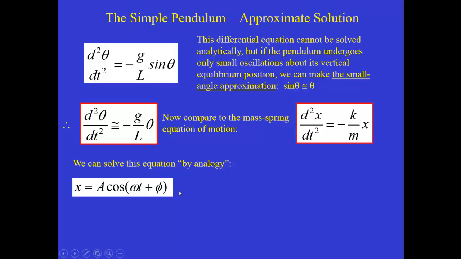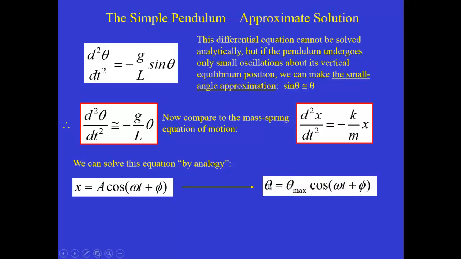All we have to do is write down that same kind of solution for the angular oscillations of the simple pendulum. So instead of x, we have theta, and instead of a, we'll call the term out in front theta max, because remember, a is the maximum value that x can have. And so otherwise, it's got the cosine of omega t plus phi. The only difference here is that omega, which for the mass spring system was square root of k over m, is now replaced by the square root of g over L.